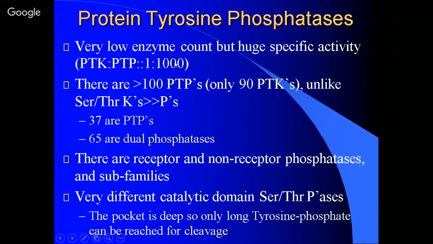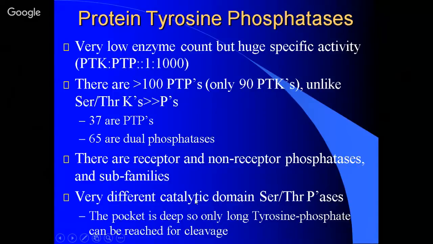The phosphatases have 1,000 times the activity of the kinases. So this is going to be a short-lived structure to begin with. You don't want this system going all the time. There are over 100 phosphatases. There were only 90 kinases in the tyrosine system. That's as opposed to, remember back in the serine threonine, there were 428 kinases and 30 phosphatases, right? So this system depends much more on specificity and activity of the phosphatase system than the kinase system, okay?